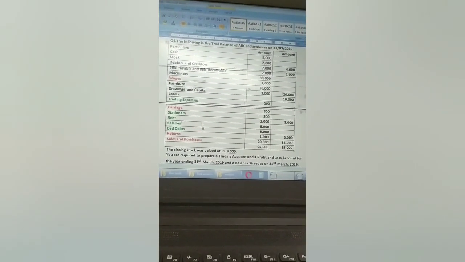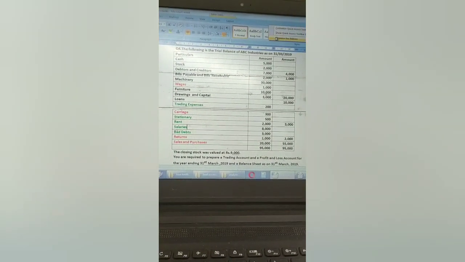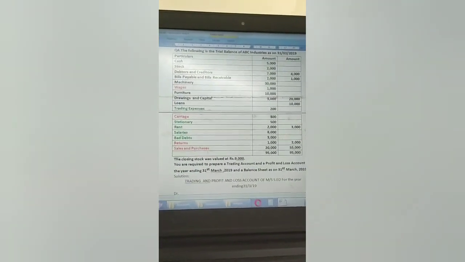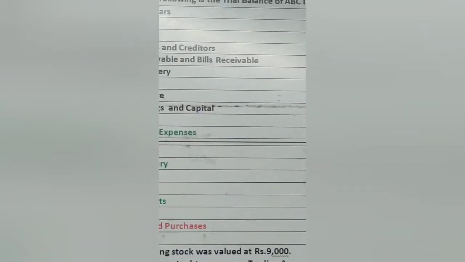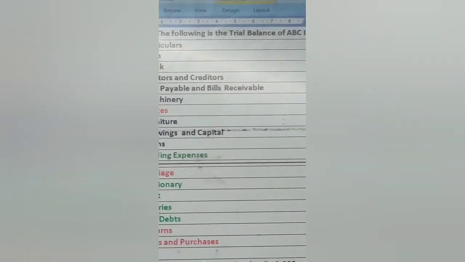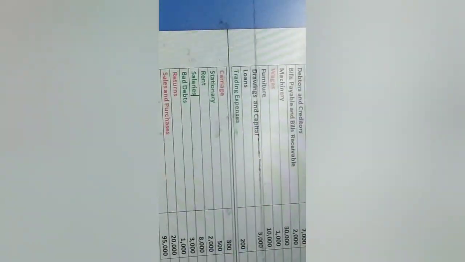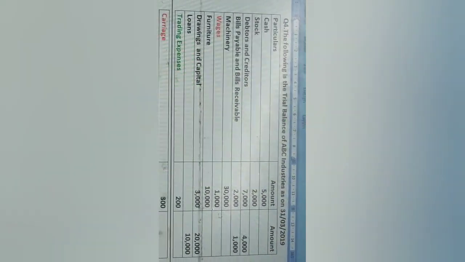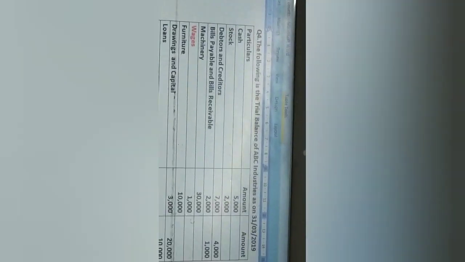So this is the complete sum, students. In this sum, I have taken almost all the items of our trading account, profit and loss account and balance sheet. If you notice the first item, that is cash. The amount of cash is 5,000. This is an item of the balance sheet, so it will go in the asset side.